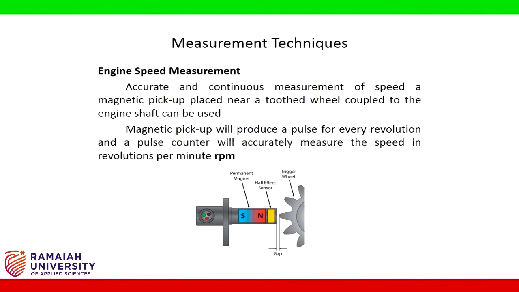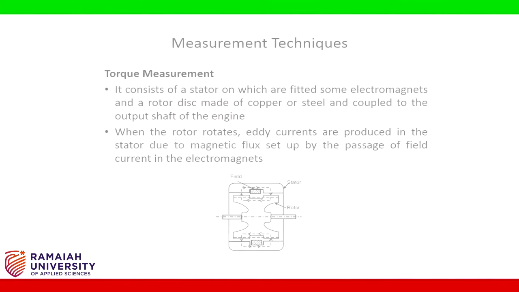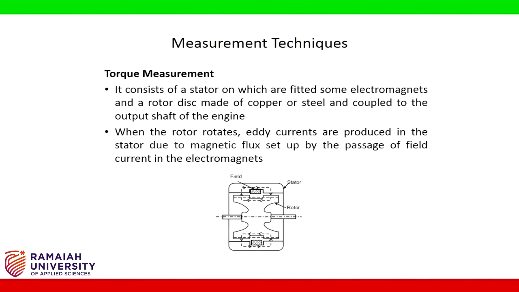the engine shaft can be used. Magnetic pickup will produce a pulse for every revolution and a pulse counter will accurately measure the speed in revolutions per minute, that is RPM. Torque measurement. As shown in the figure, it consists of a stator on which are fitted some electromagnets and a rotor disc made up of copper or steel and coupled to the output shaft of the engine.